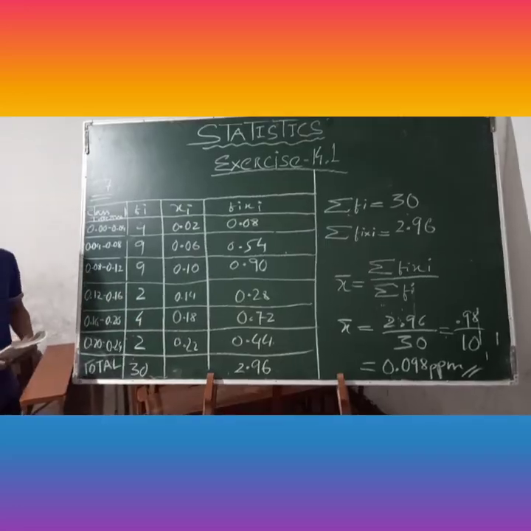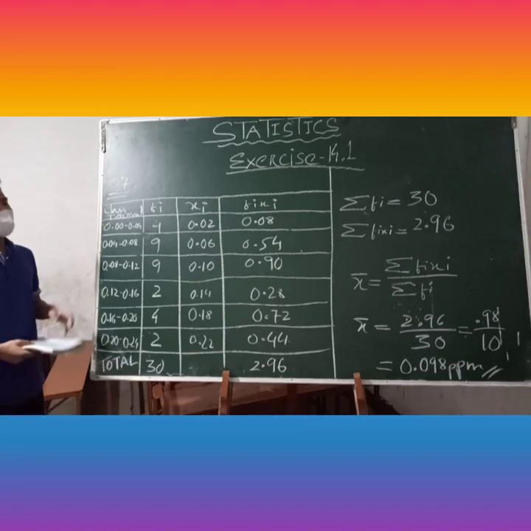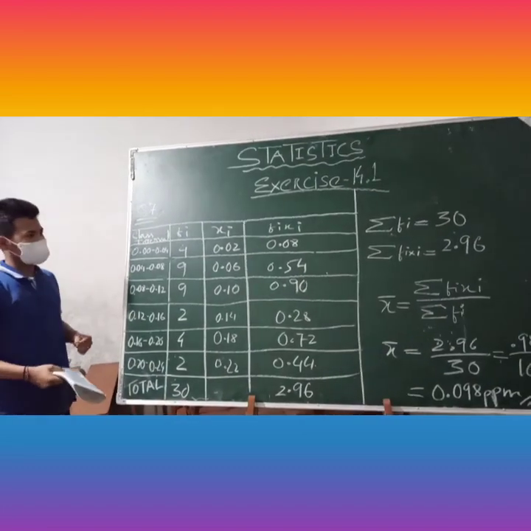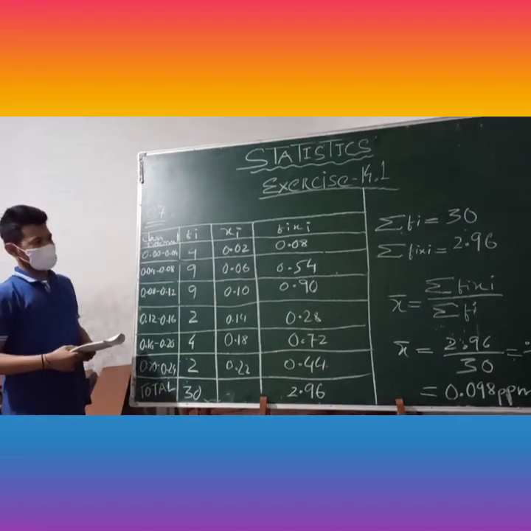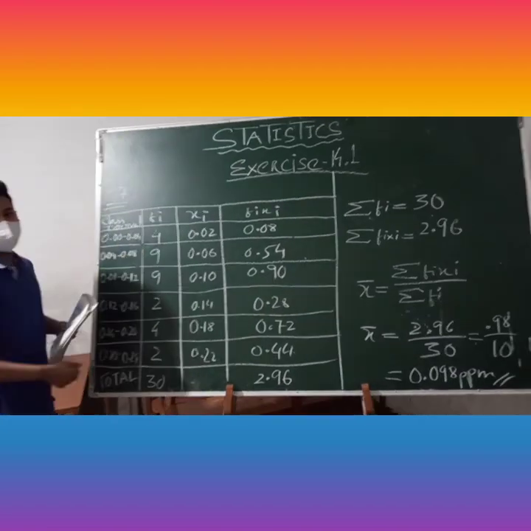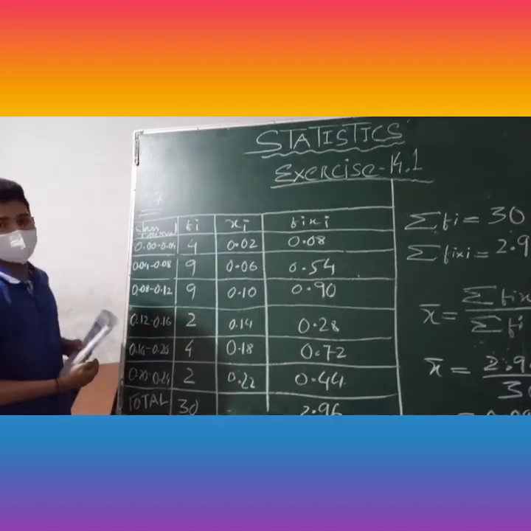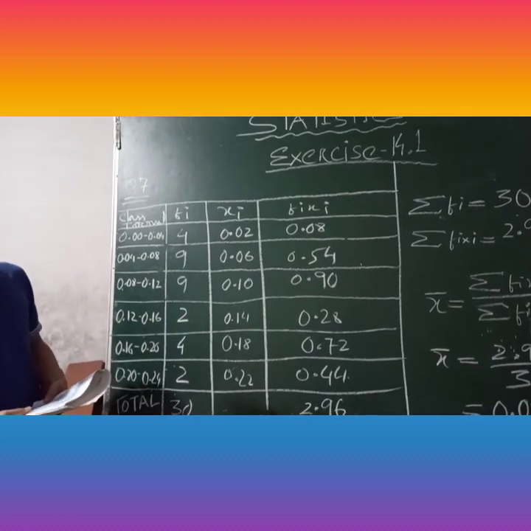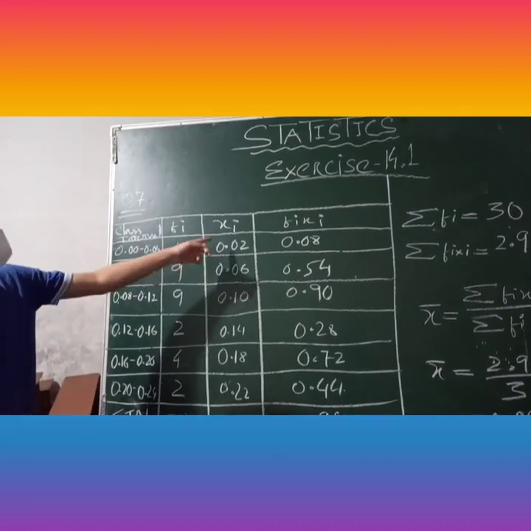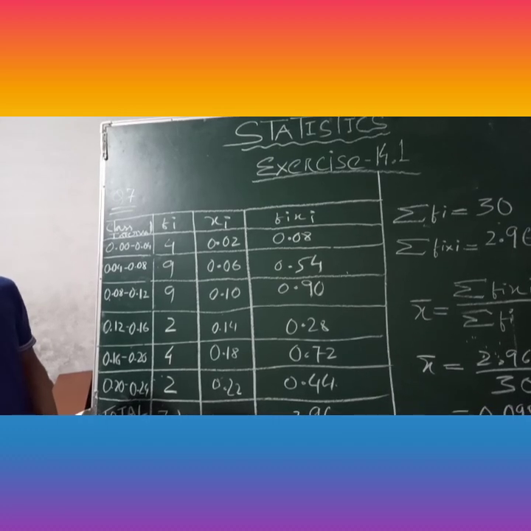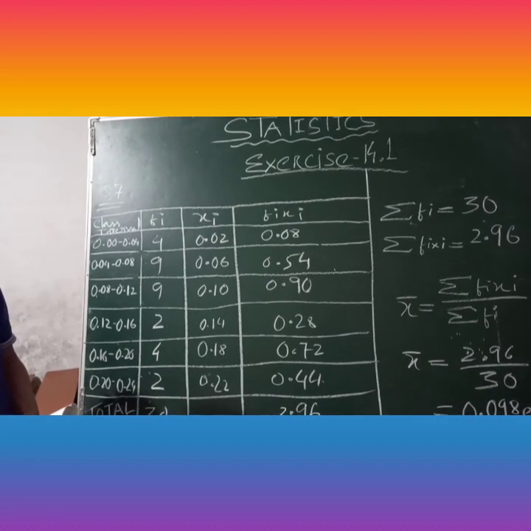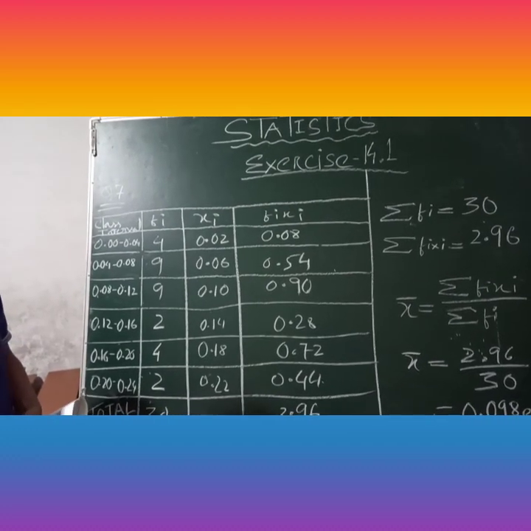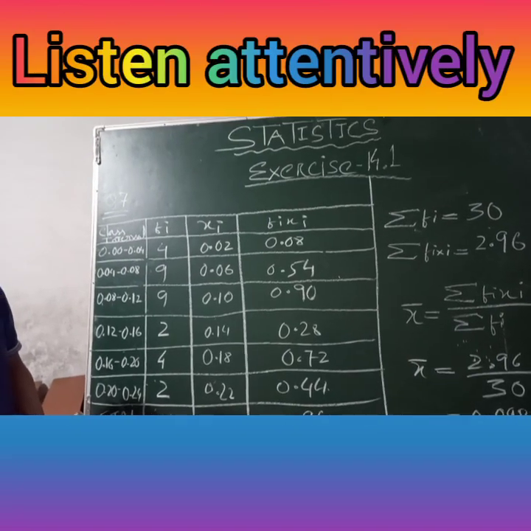What do you mean by Fi? What do you mean by Xi? Fi means the frequency of the given table. And Xi means the class mark of the given table. And Fi Xi means Fi into Xi. This is equal to what?